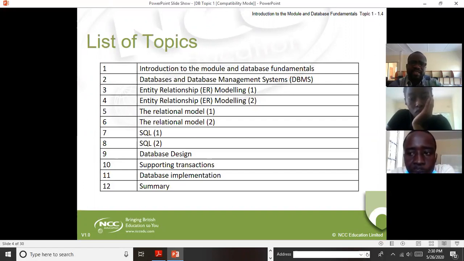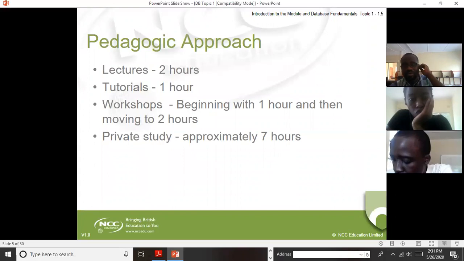So we'll look at entity relationship modeling 1 and entity relationship modeling 2. We'll look at the relational model 1 and the relational model 2. We'll look at SQL. SQL stands for structured query language, structured query language 1 and structured query language 2. Then database design, supporting transactions in learning outcome number 10, database implementation, learning outcome 11, then summary, which is just the overview of the database course.